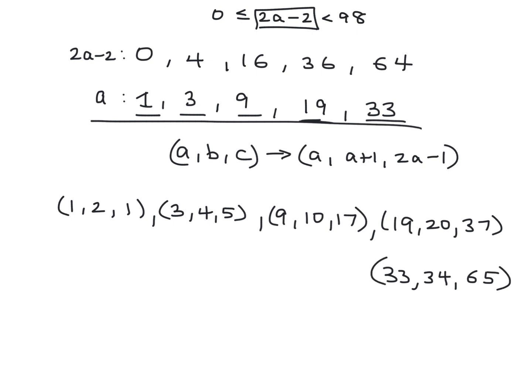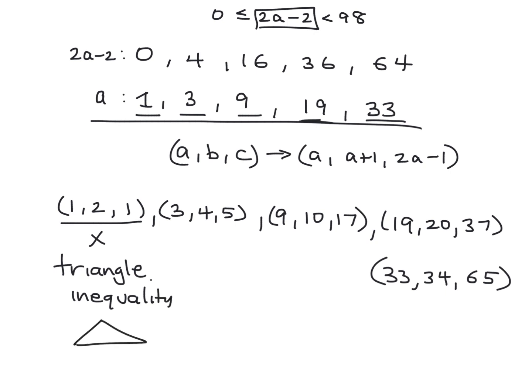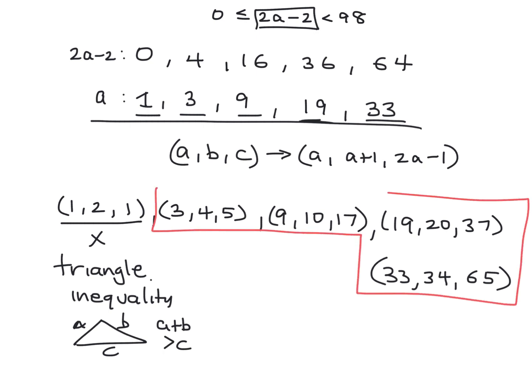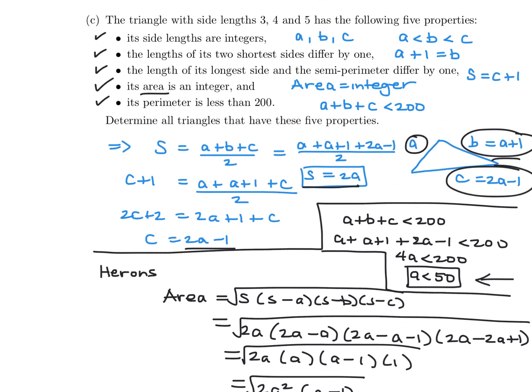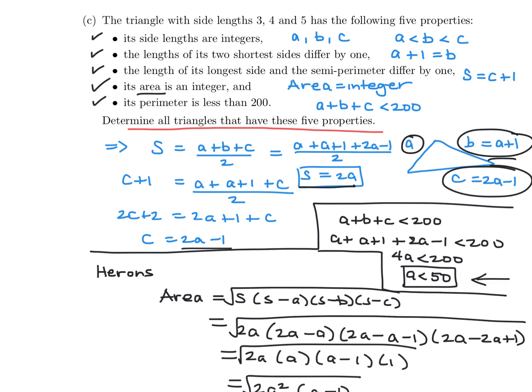And of these, this one does not satisfy the triangle inequality. You guys remember that, right? Triangle inequality. Because if you have a triangle like a, b, c, a plus b has to be greater than c. And that's the only way a triangle can be made, and that 1, 2, 1 fails that. But the other ones all pass it. So these guys are good. So those are the answers to the question, which was determine all triangles that have those 5 properties.